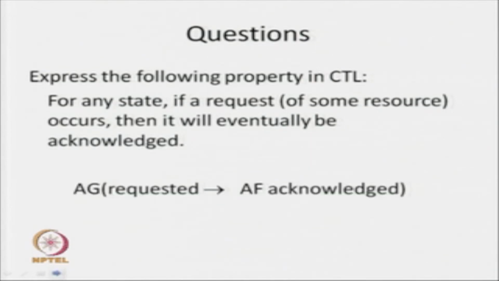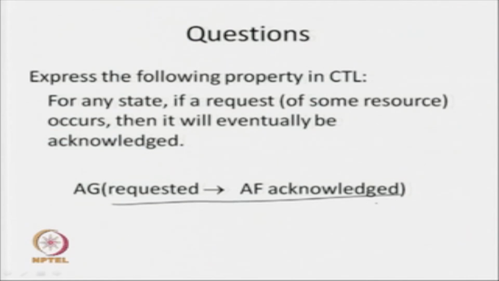Now, what we can say is that if somebody has requested some resource, it should imply that in all paths in future it must get the acknowledgement, and this property should hold globally in the system. So, in all paths globally, if it is requested, then it should get an acknowledgement wherever the system goes. That is why we say that in all paths in future it should get the acknowledgement. So, in all paths globally it must be true.